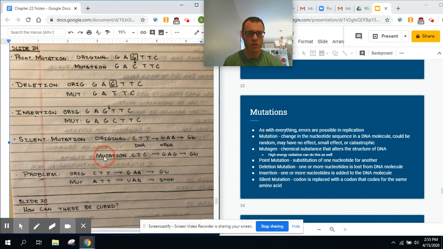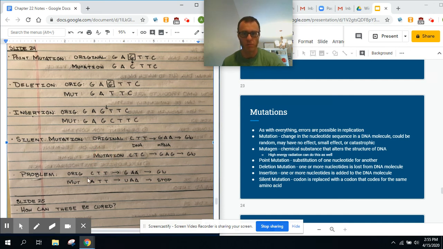Here, we start to end up with a problem. This could be a big one. Here's our original CTT, and the C gets mutated to A as a point mutation. You get this, that's a stop codon, which means you stop producing the protein. This is where things can get very difficult. Some cancers are associated with this sort of stuff, and so this becomes a very big problem.